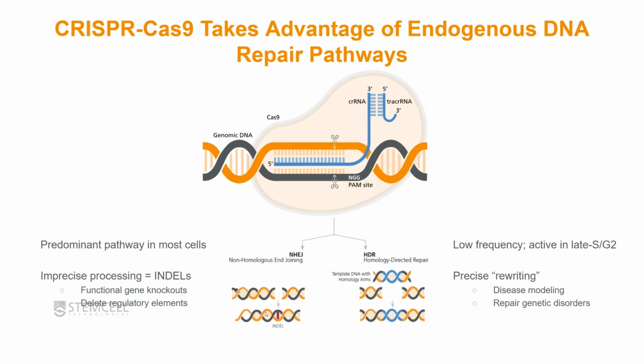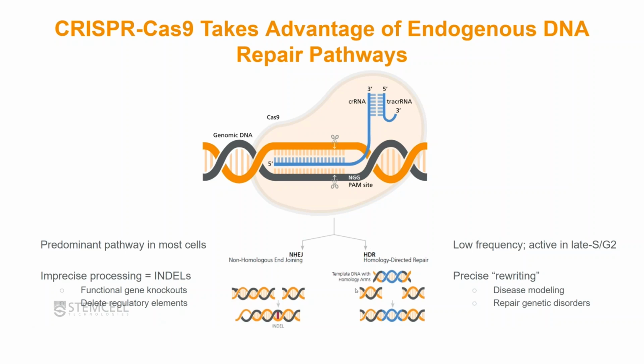And so this imprecise processing of the broken DNA ends can result in insertions or deletions, or indels. And this is very useful in the context of genome editing because it can enable functional gene knockouts if these indels generate a frameshift mutation in a gene. Alternatively, you can also use this method to delete regulatory elements and study enhancer function or promoter function.